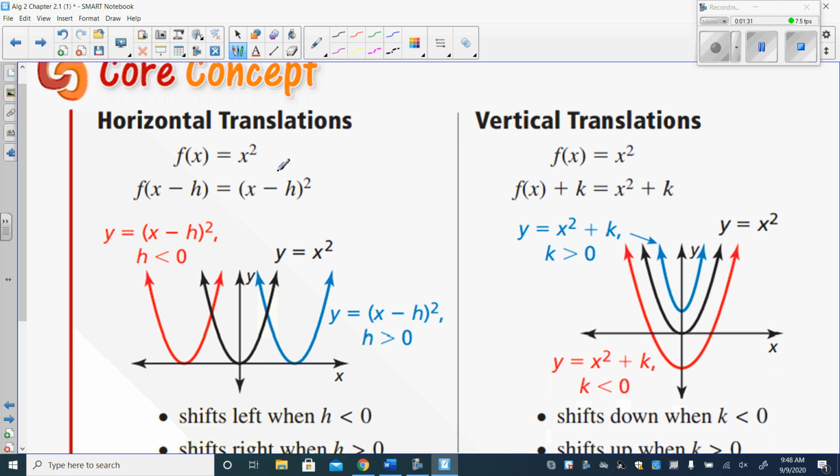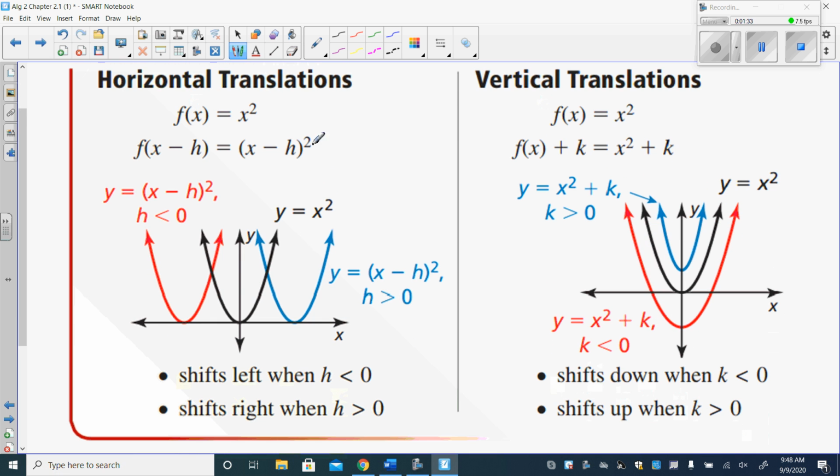Now, our first two are horizontal translation and vertical translation. Vertical translation is just what we add to the end, so our k value. If k is positive, we move it up. If k is negative, we move it down. It's kind of straightforward. So if it's plus 2, we move it 2 up. If we have minus 2, we move it 2 down, up and down.